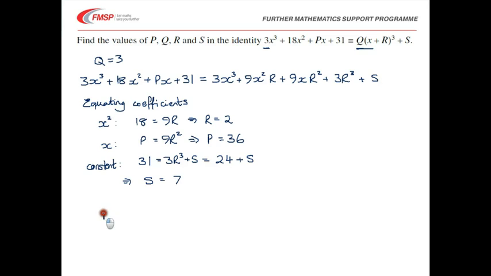Now we've clearly stated these through the question, but it doesn't do any harm to summarise these at the bottom so that the examiner can see clearly that you deserve all the marks.